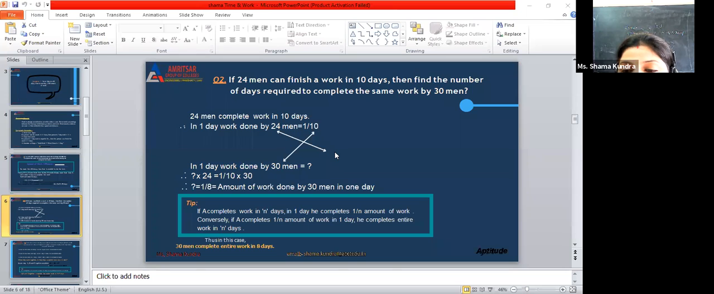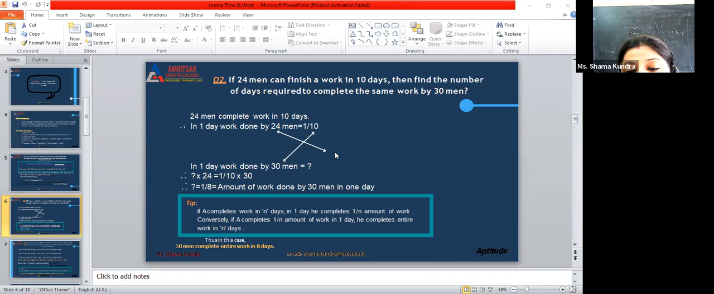So if in one day 1 by 8 amount of work is done, total work would be done in how many days? Just invert. What do we get? 8 days. That we saw over there at the start. If the total work is done in 30 days, then in one day, 1 by 30 amount of work is done because of inversion. In the same way over here, if 1 by 8 amount of work is done in one day, then the total work is done in 8 days.